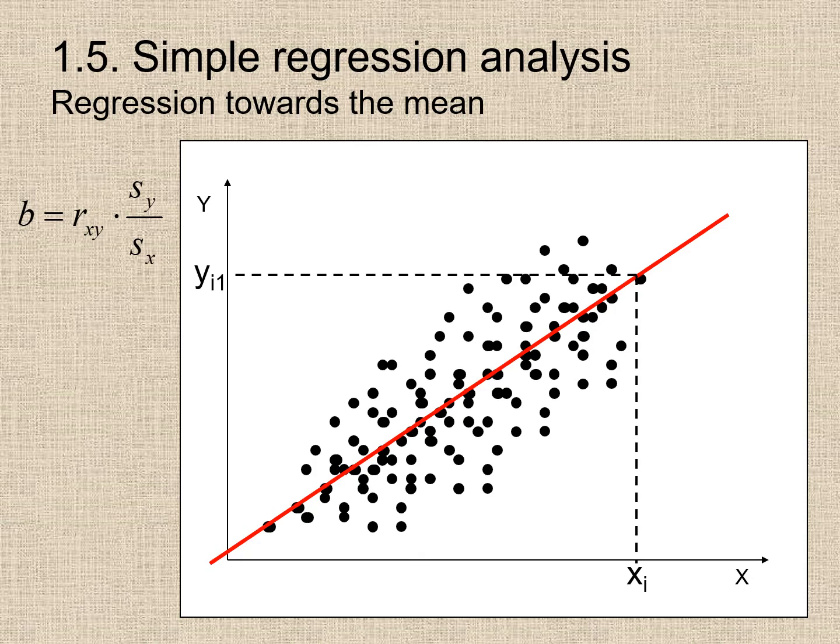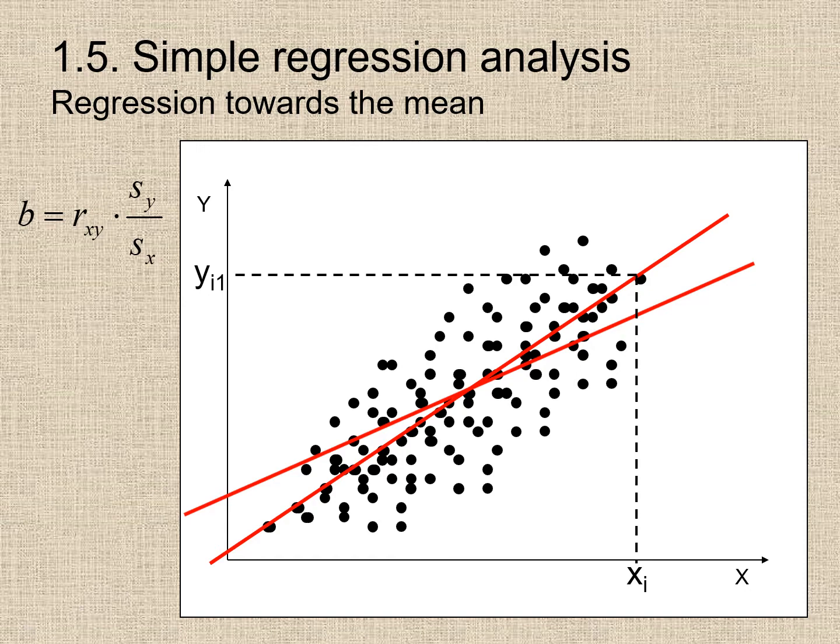Do you say like that? Doesn't sound good. Flatter, it becomes... do you have a better word for that? It becomes less steep, like this. What point is that? Mean of x, mean of y. Because that point the regression line always goes through.